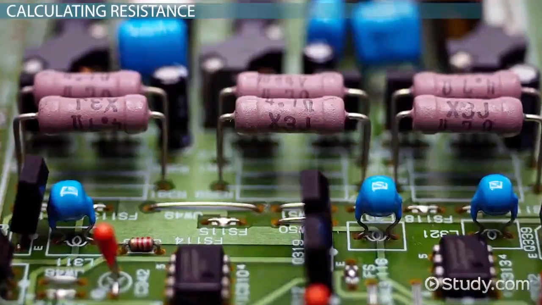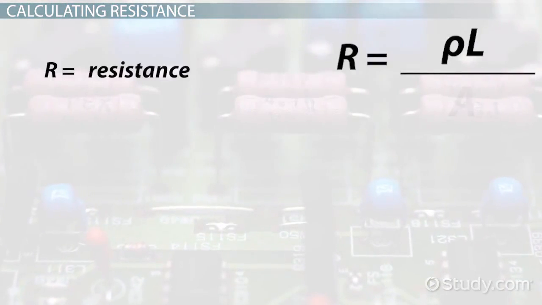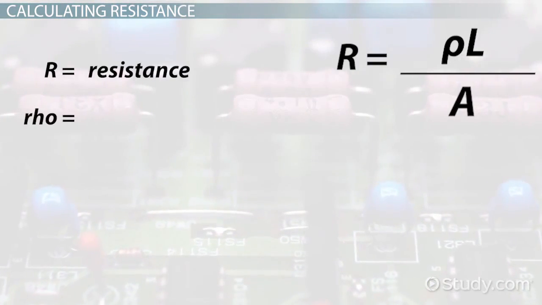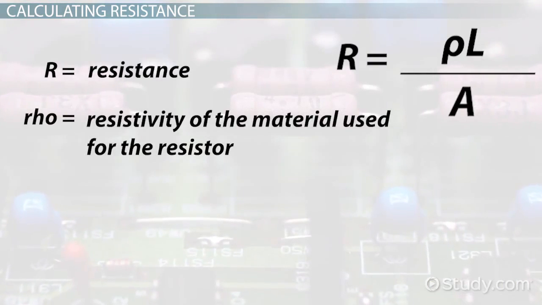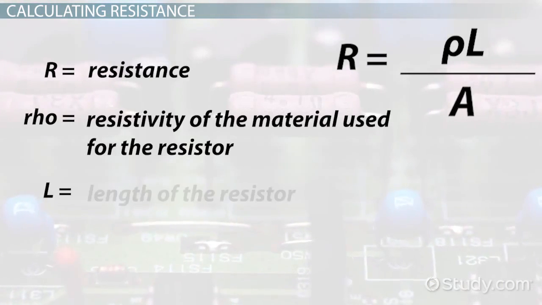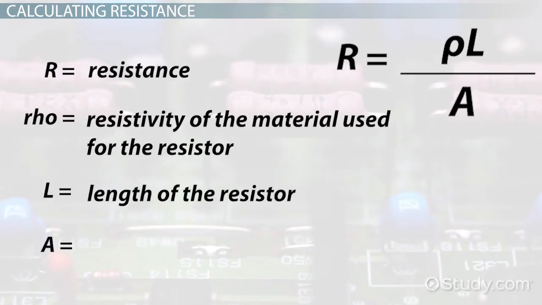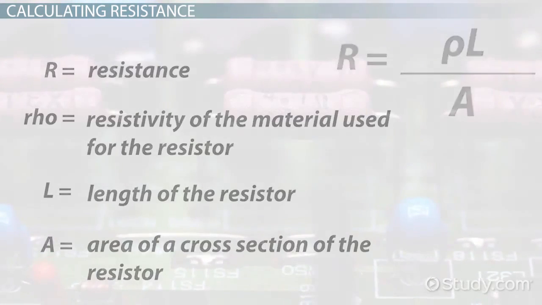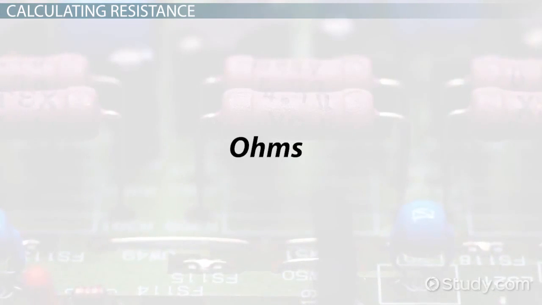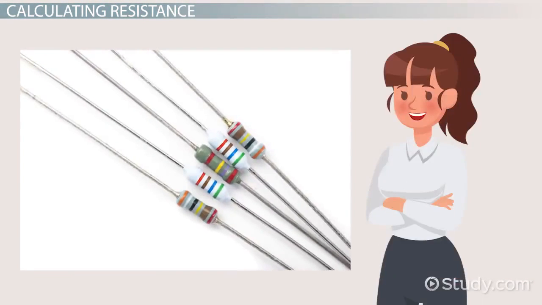In this equation, the R stands for resistance. Rho, the Greek letter that looks like the letter P, stands for the resistivity of the material used for the resistor. The L stands for the length of the resistor, and the A stands for the area of a cross-section of the resistor. Resistance is measured in ohms. It's possible to have two same-sized resistors made of different materials with different resistances.